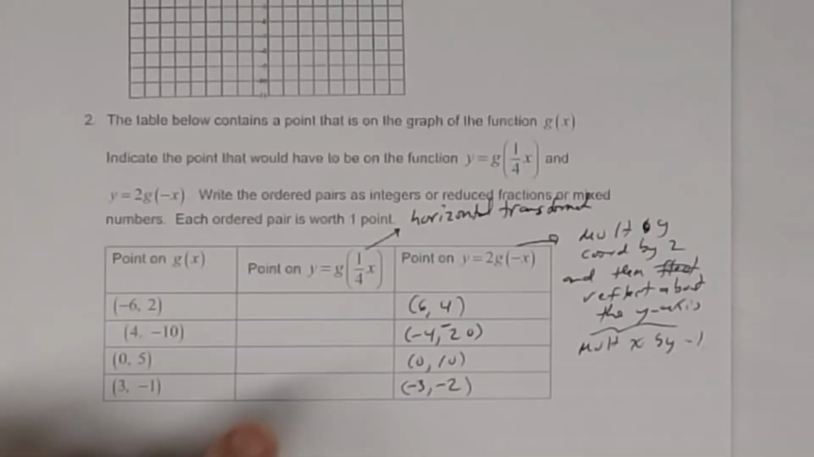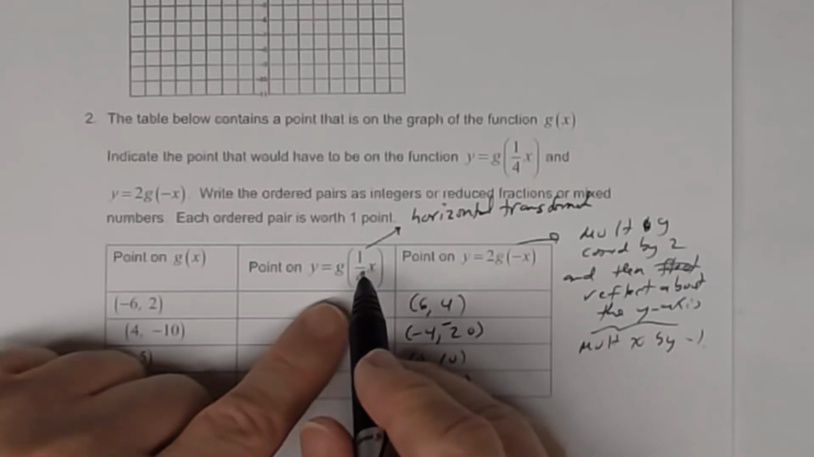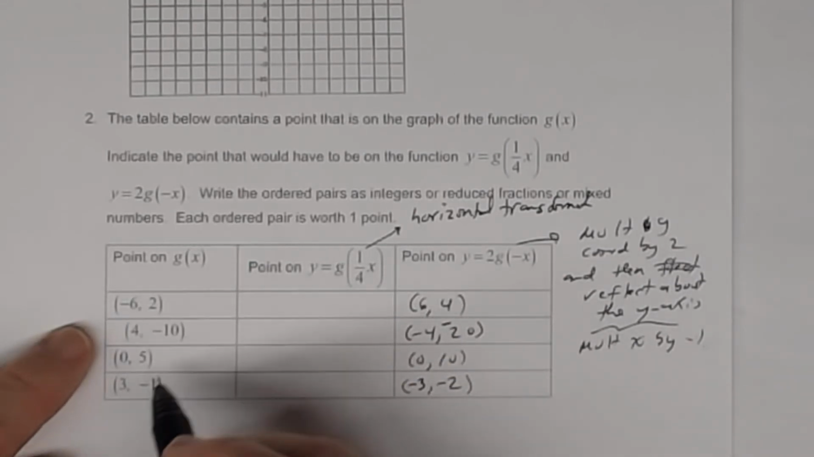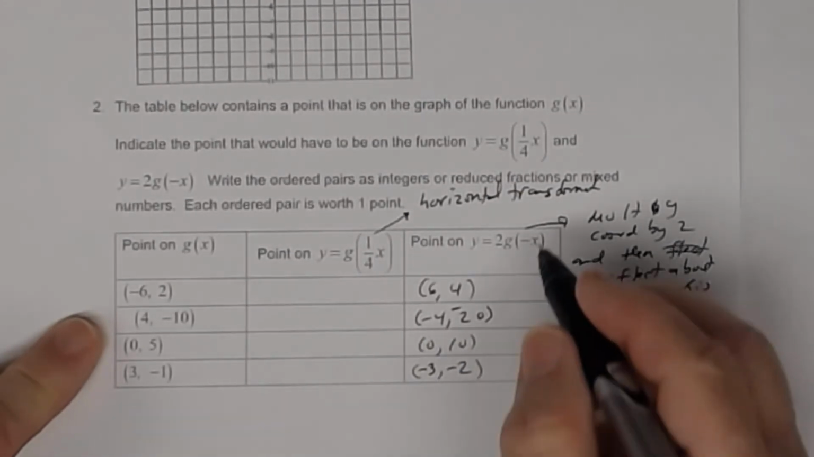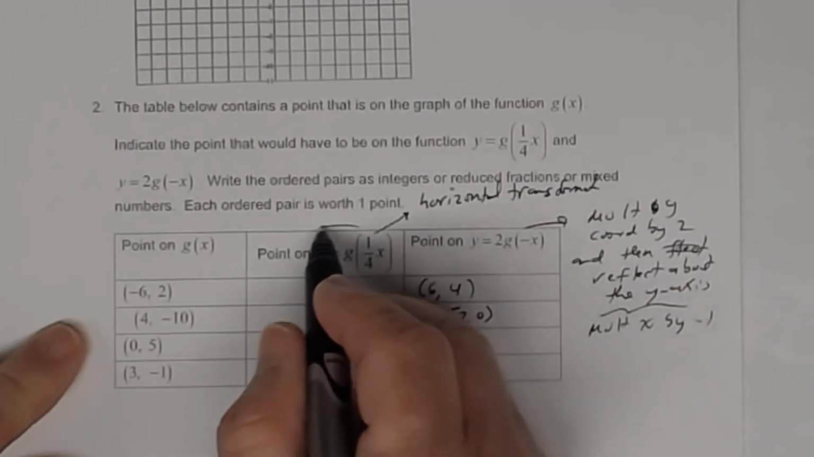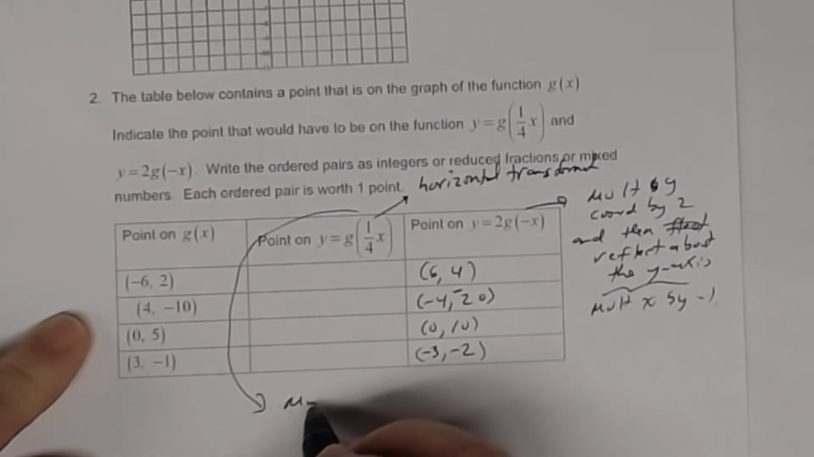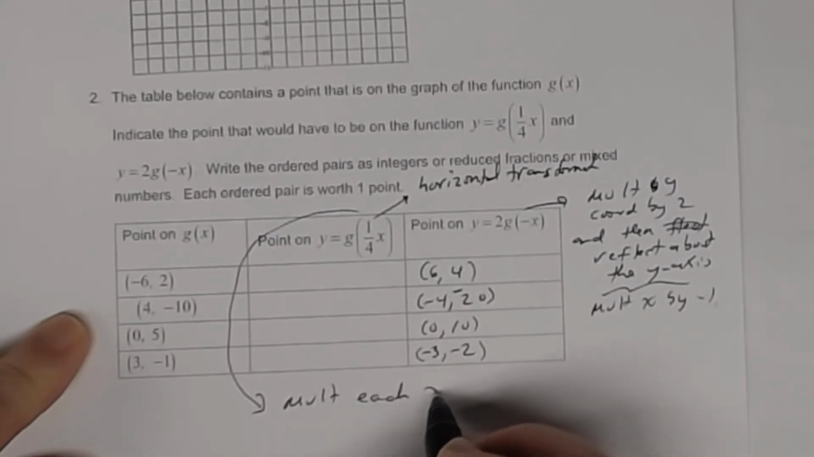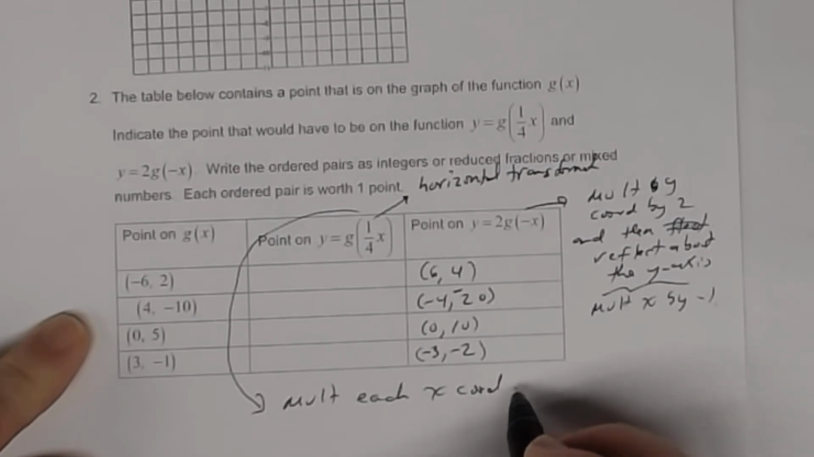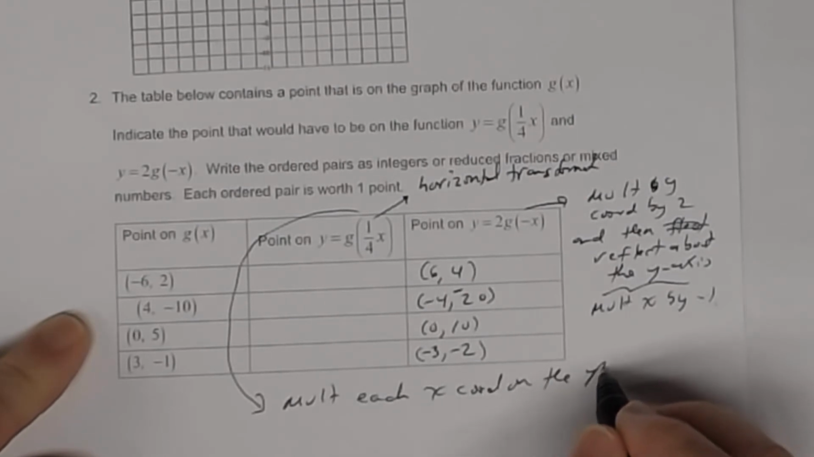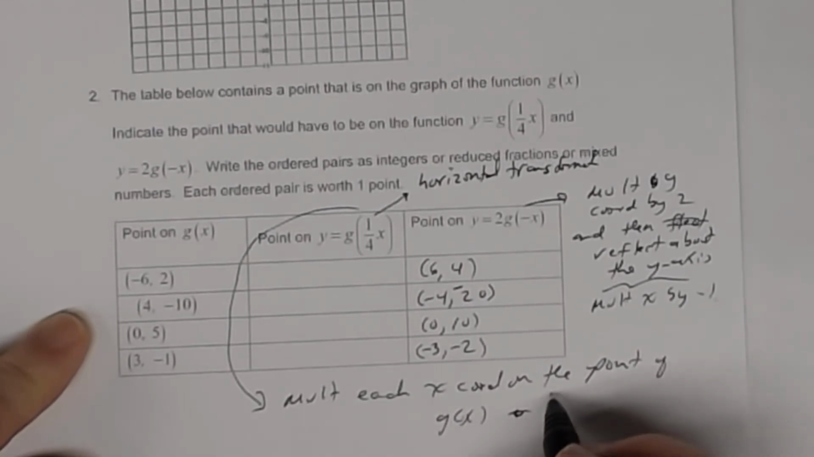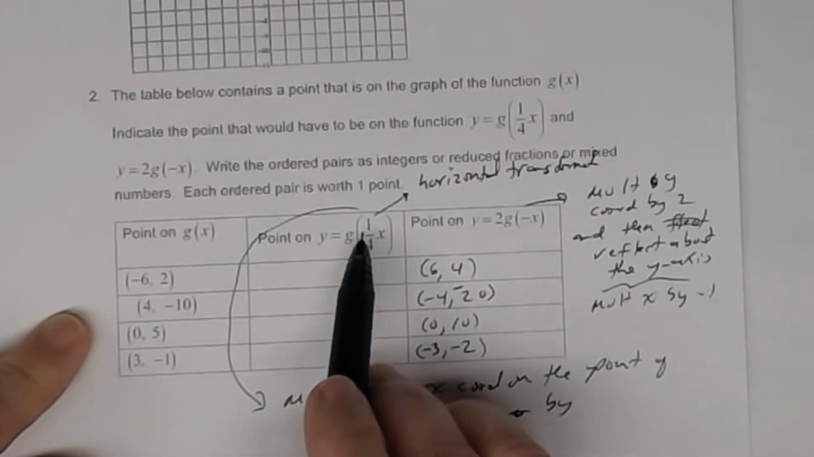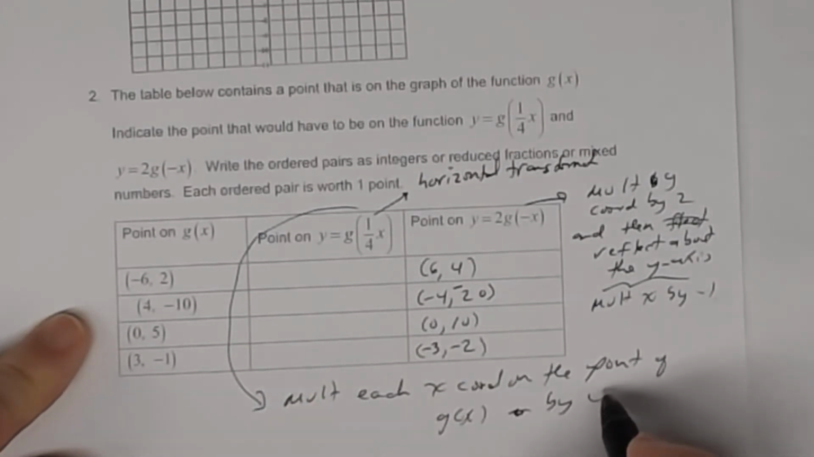So when we go back here, this says I'm going to take each of those x coordinates and multiply by the reciprocal of this coefficient. I'm going to write it right here. This says multiply each x coordinate on the point of g of x by the reciprocal of this, so it'll be by 4.